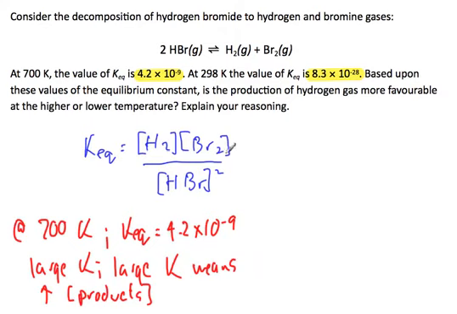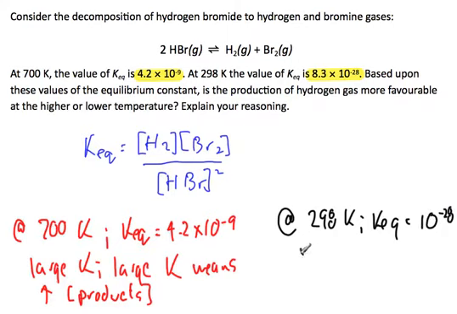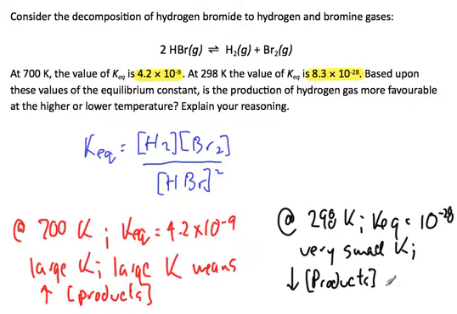Okay, so if we look at the other value of K, so at 298 Kelvin, K is, I'm just going to write the exponent because the number doesn't really matter, 10 to the minus 28th. That's a very small K. And so when there's a small K, it means decreased products and much more reactants.